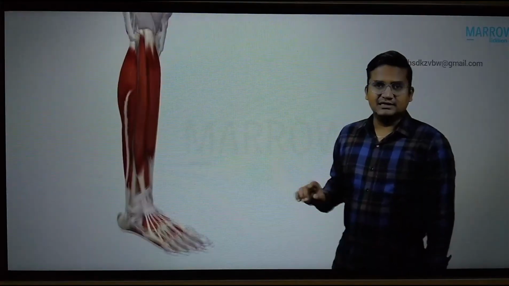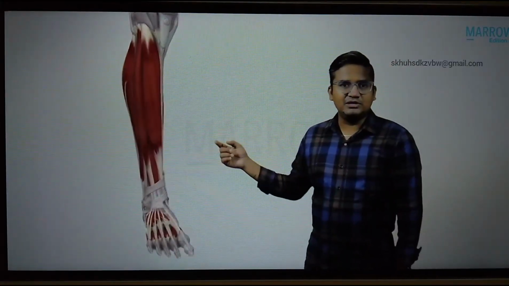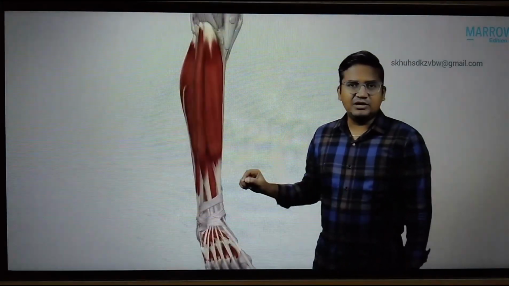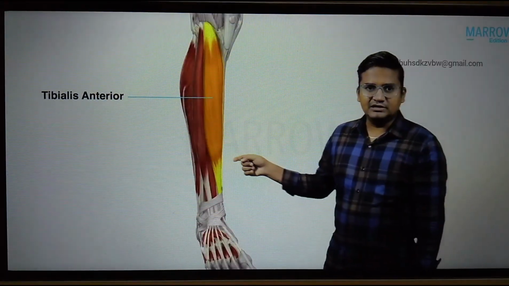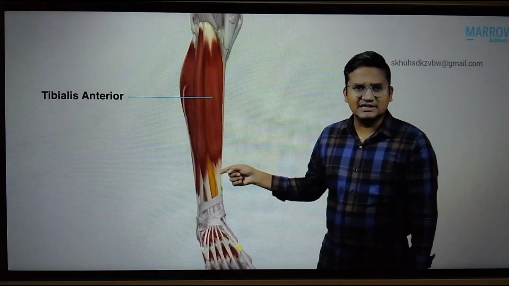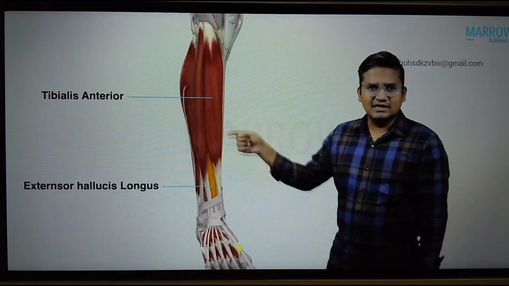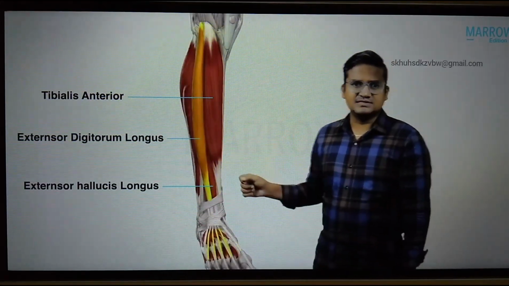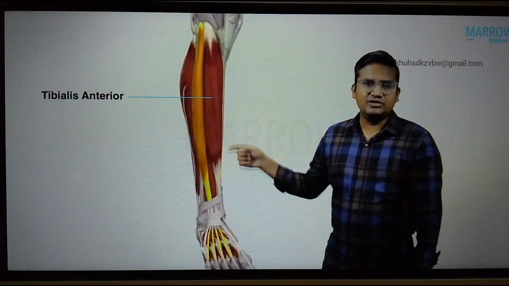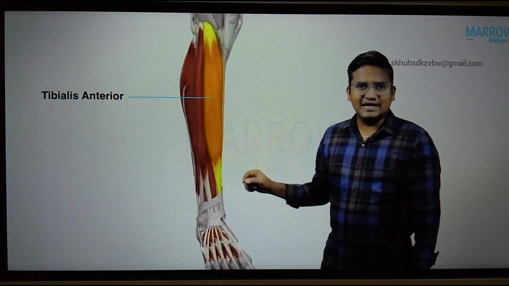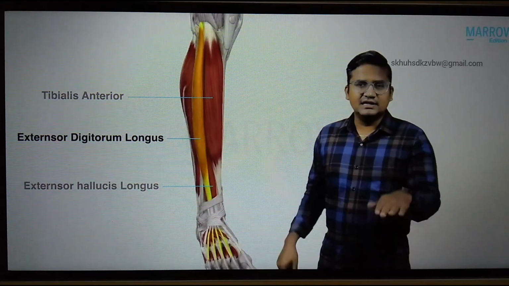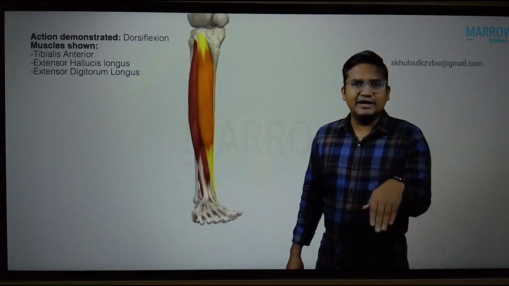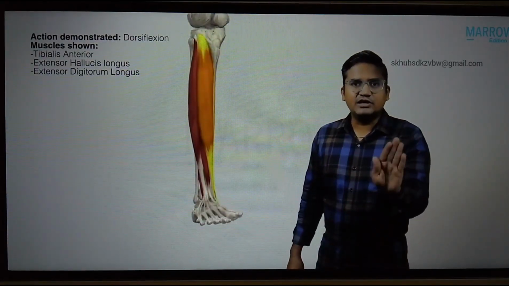Okay. Right. So now we are seeing the anterior compartment of leg. In the anterior compartment of leg, we have 4 muscles: tibialis anterior, and a small muscle in between, that is the extensor hallucis longus, and that one is extensor digitorum longus. Now what is the action of tibialis anterior? Tibialis anterior and the remaining two muscles, extensor hallucis longus and extensor digitorum longus, bend the ankle joint in the front side. It is doing dorsiflexion.